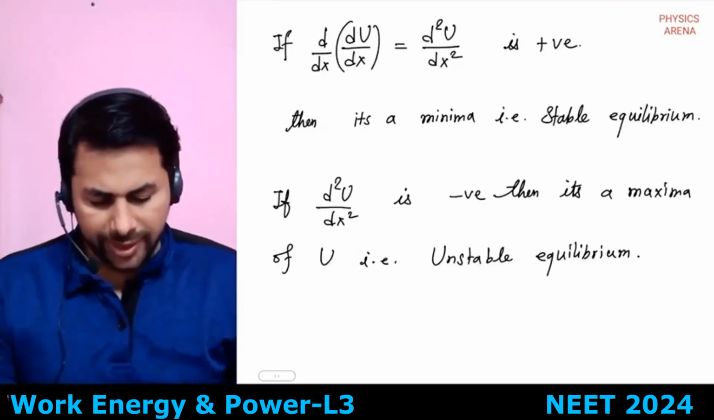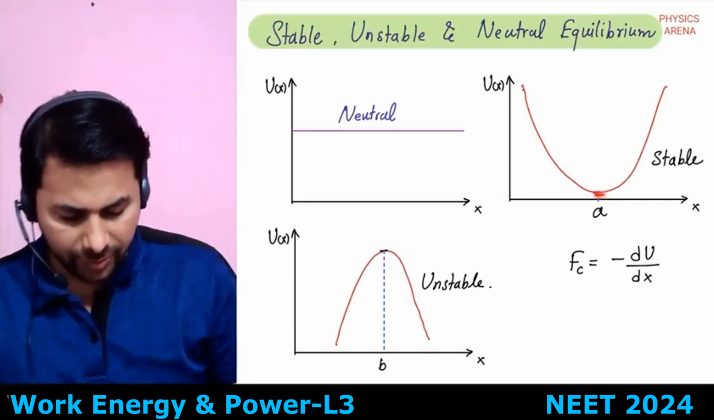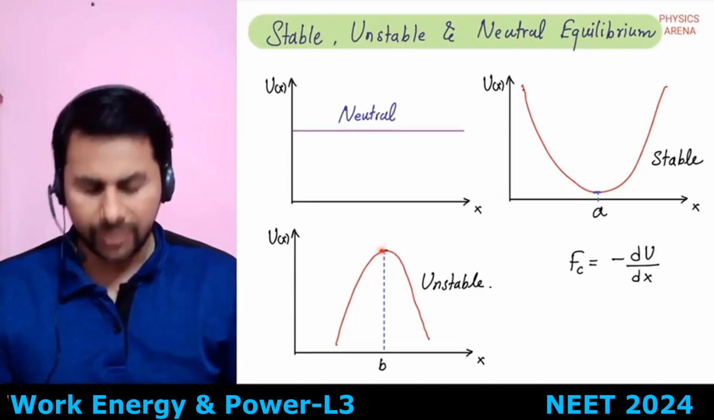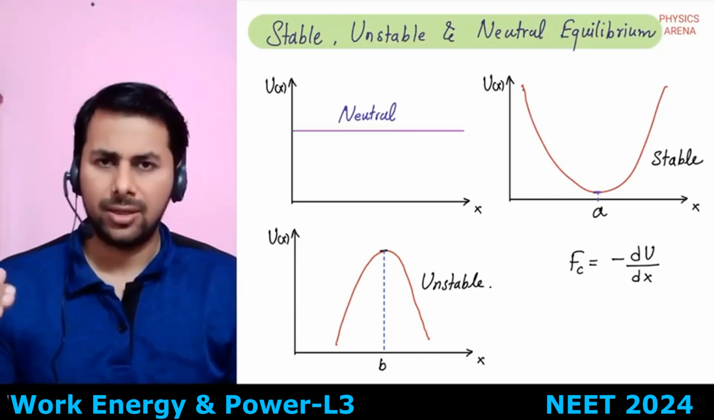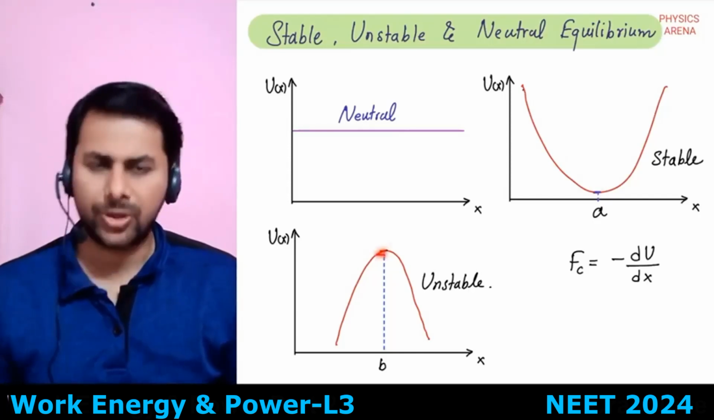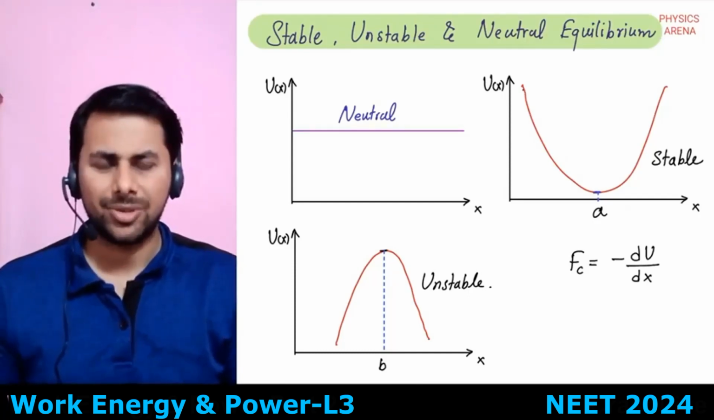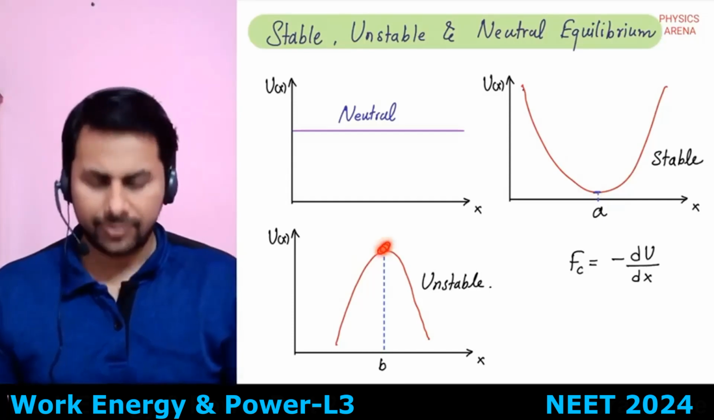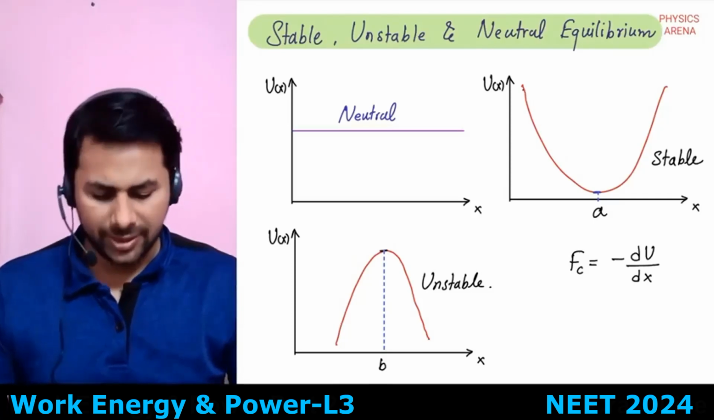So for stable equilibrium, you can see that we have a minimum point of potential energy. For unstable equilibrium, the potential energy is maximum. For stable, the potential energy is minimum; for unstable, the potential energy is maximum. We know how to find out maxima and minima. For maxima, the first derivative is 0, and the second derivative is negative.